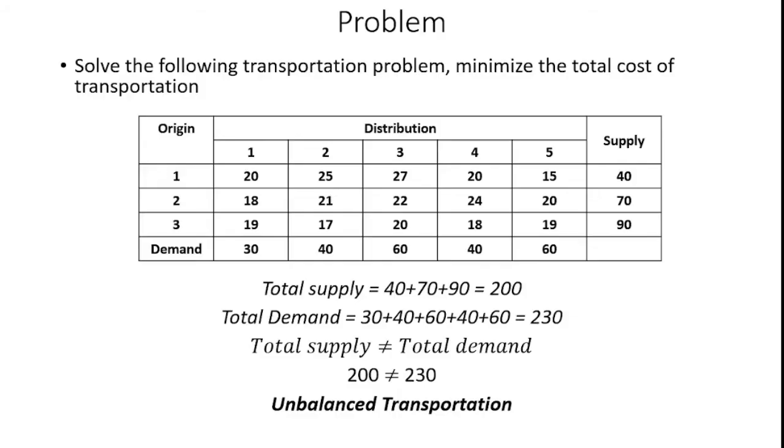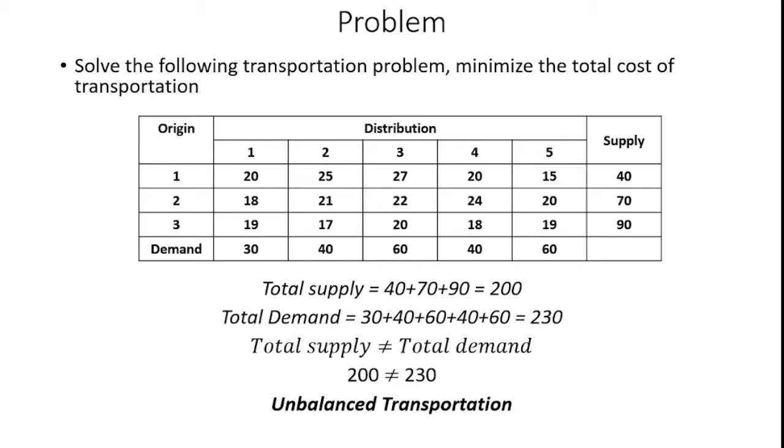Let's see. Here the problem is, solve the following transportation problem, minimize the total cost of transportation. In this problem, there are 3 origins and 5 distribution centers available. With this data, the demand and the supply are also provided.